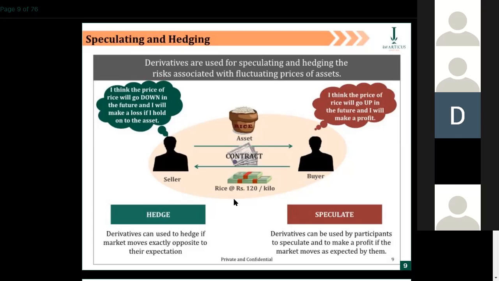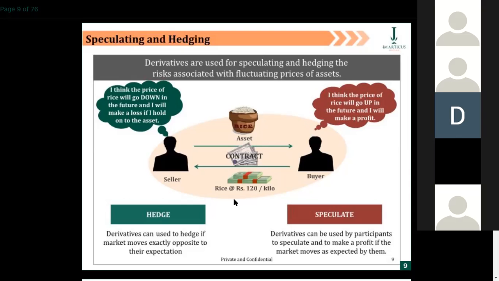That is what you would do if you're doing this kind of contract just to mitigate your risk. You would be called a hedger. You're hedging your risk, right? So these two terms, speculate and hedge, are there. So if you are speculating, the price will go up. So you are acting as speculator.